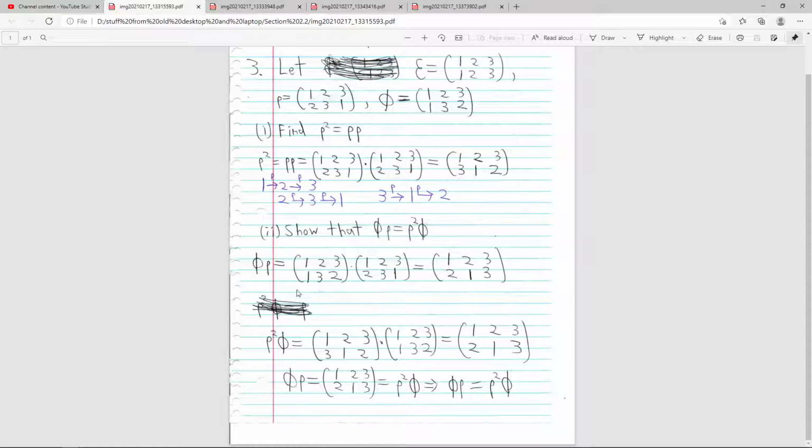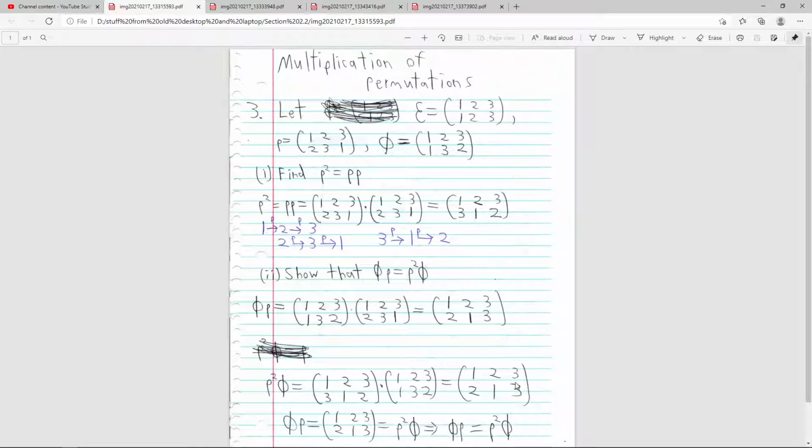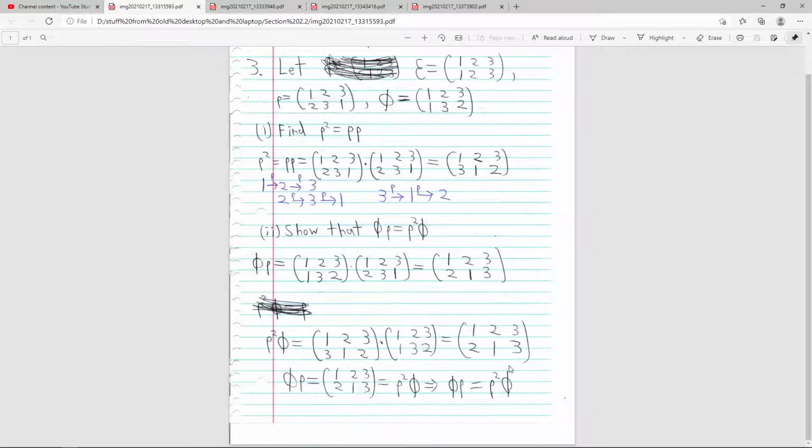And p squared psi is, we got p squared from here, 1, 2, 3, 3, 1, 2 in the two rows. You got a psi again. So 1 goes to 3, 3 goes to 2, so 1 goes to 2. 2 goes to 1, 1 goes to 1, so 2 goes to 1. 3 goes to 2, 2 goes to 3, so 3 goes to 3. And they're the same, identical, as you can tell. So they're equal to each other.